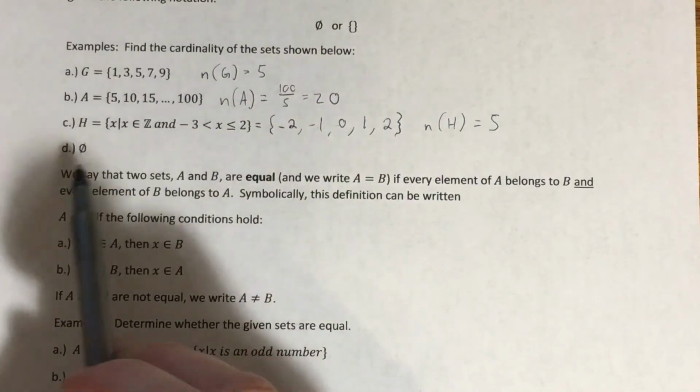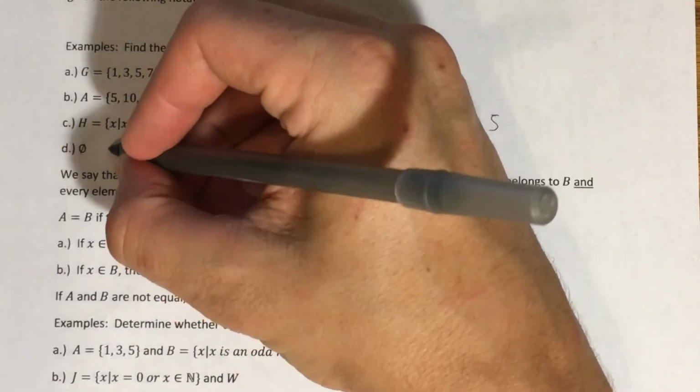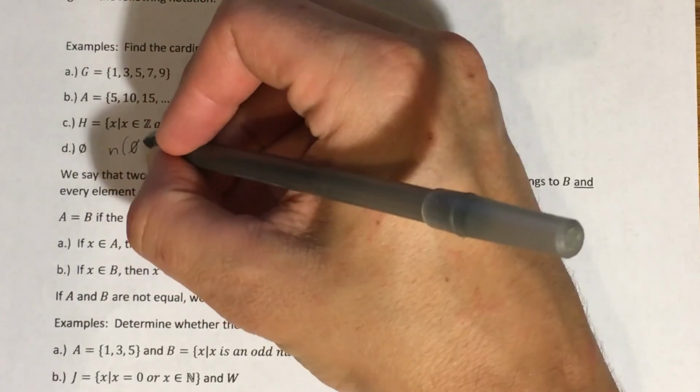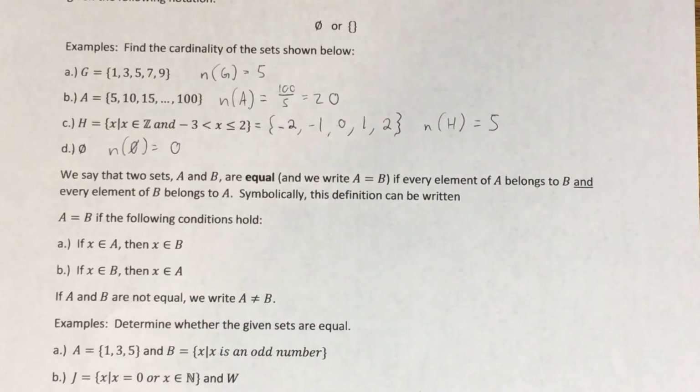What's the cardinality of the empty set? This is our last example here. Well, if a set contains nothing, then that's another way of saying that it has 0 elements. So the cardinality of the empty set is 0. It's the only set that has a cardinality of 0. All right.